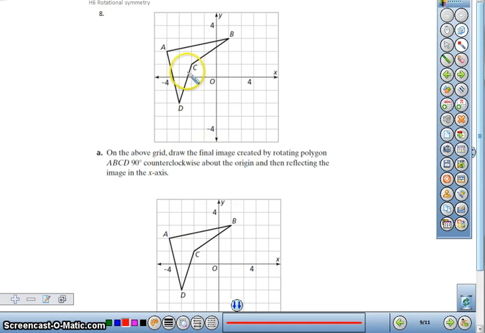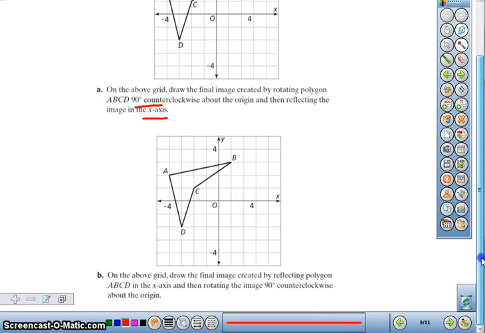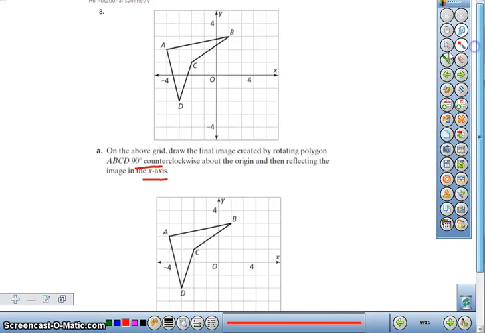So in the first one, as you look here, it says first you're going to rotate it 90 degrees, and then you're going to reflect. So there's going to be two different things that you'll be working on in that one. As you do the second part B, it says first this time we are going to reflect it over the x-axis, then rotate 90. So when you do that, remember you're always going to use the new coordinates to do that last one.